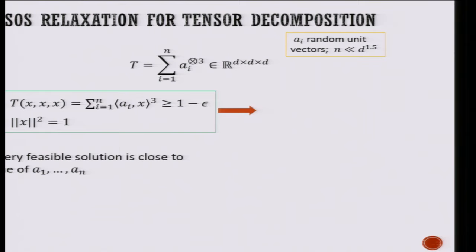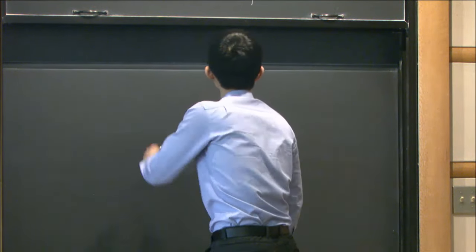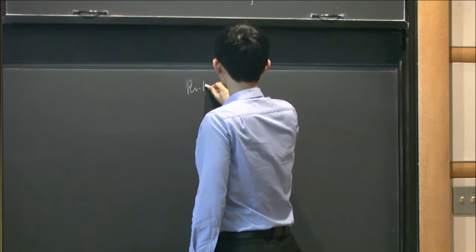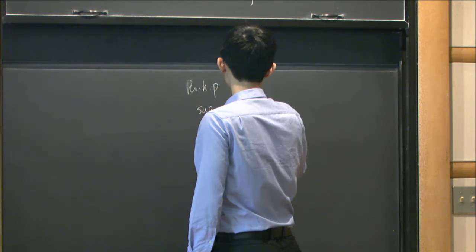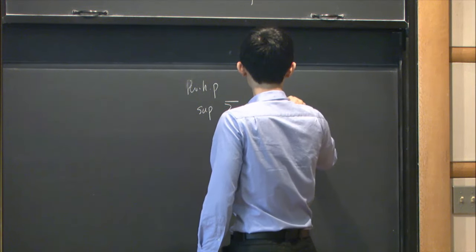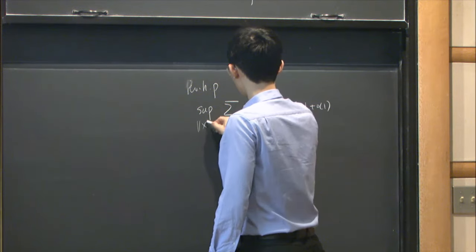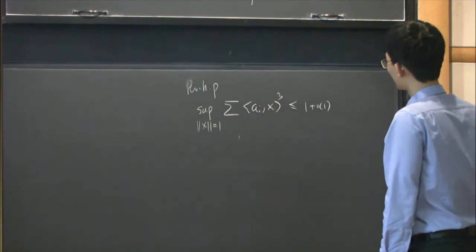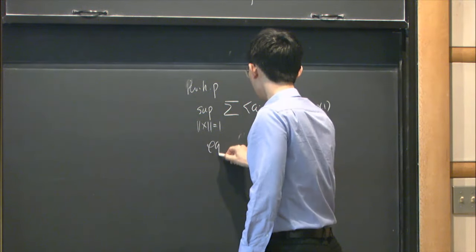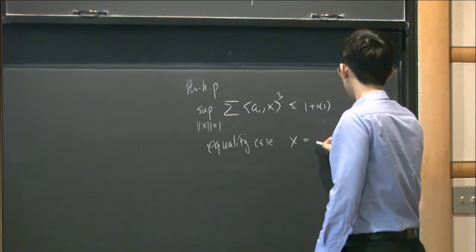Maybe it's good to say just a few words about it. You can prove that with high probability the sup of the sum is less than 1 plus something. Somehow I deleted this from the slide to make it simpler. So this is the upper bound. And you can also show that the equality case is only really x equal to one of the a_i.